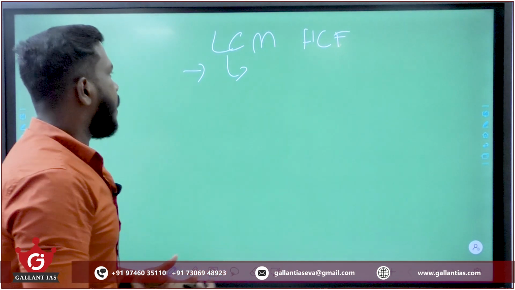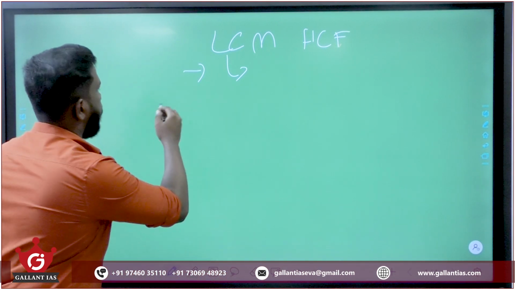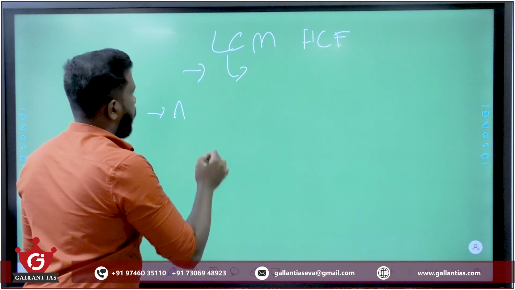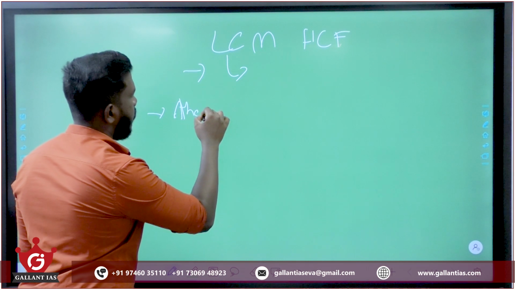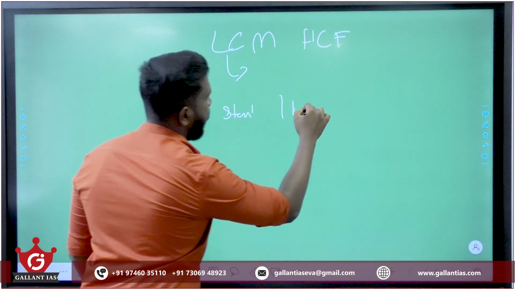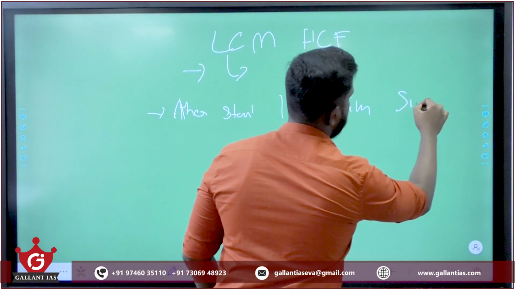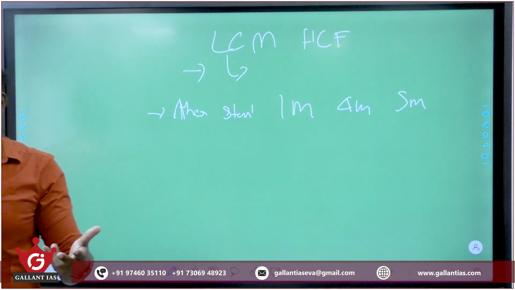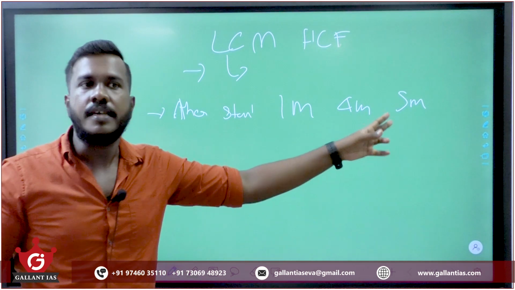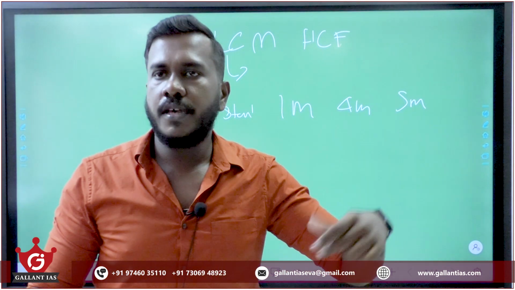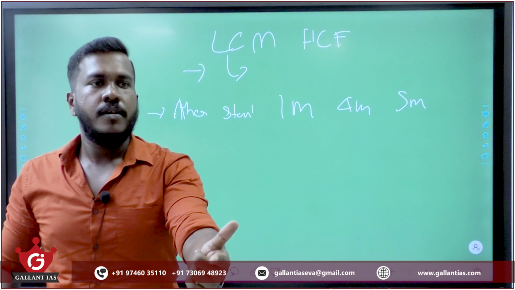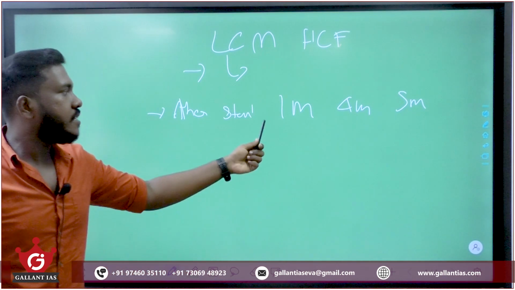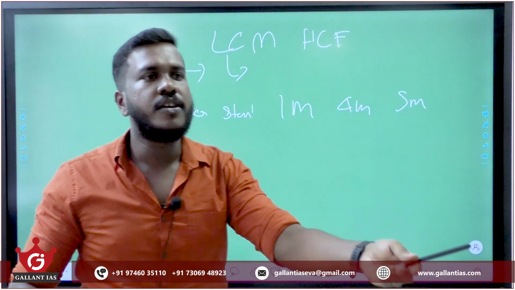So for example, see this question. There are 3 sticks, 1 meter, 4 meter, 5 meter in length. What is the minimum length that we can measure by using these 3 sticks? So here, what do we need to find, LCM or HCF? What is the minimum length that can be measured by using the sticks of 1 meter, 4 meter and 5 meter? What is the value that you need to find?